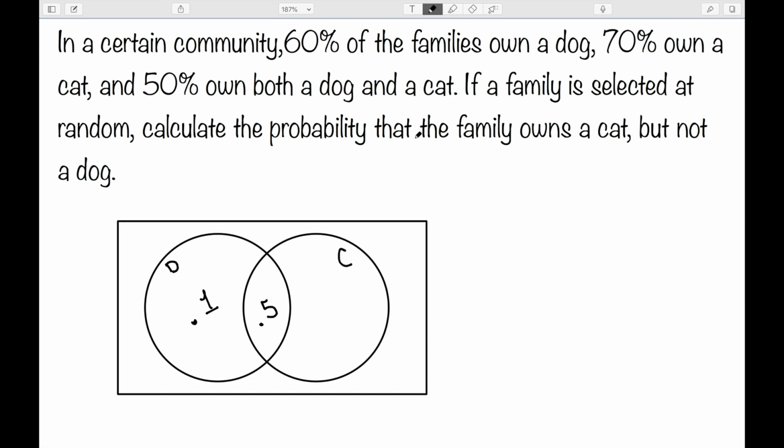Next, we want the probability that the family owns a cat but not a dog. So this time I want this region here. Well, I know that 70% own a cat, and I've already accounted for 0.5 of this. So we would have 0.2 owns just a cat but not a dog.